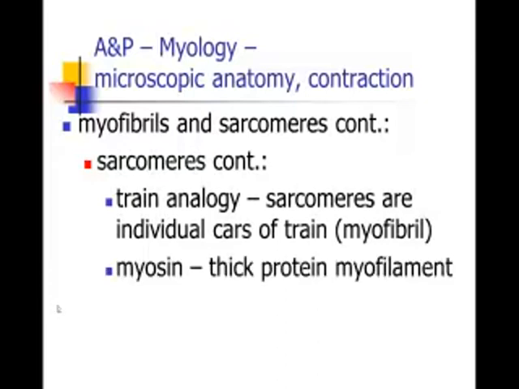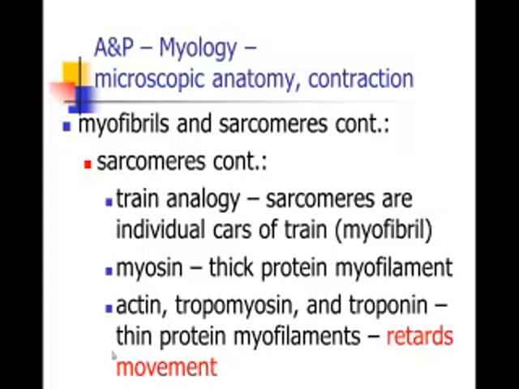Okay. So the myosin is going to be the thick protein myofilament, and the actin is going to be a thin filament. Myosin and actin interact almost like a tug of war. We'll talk about how that all comes down. There are also some other proteins associated with these cells, and those are going to include tropomyosin and troponin, which keep the muscle from contracting until it's stimulated, and so they retard the movement normally.